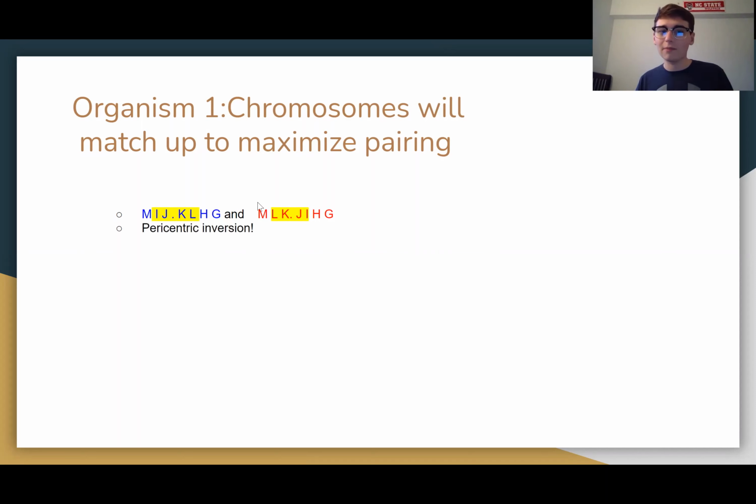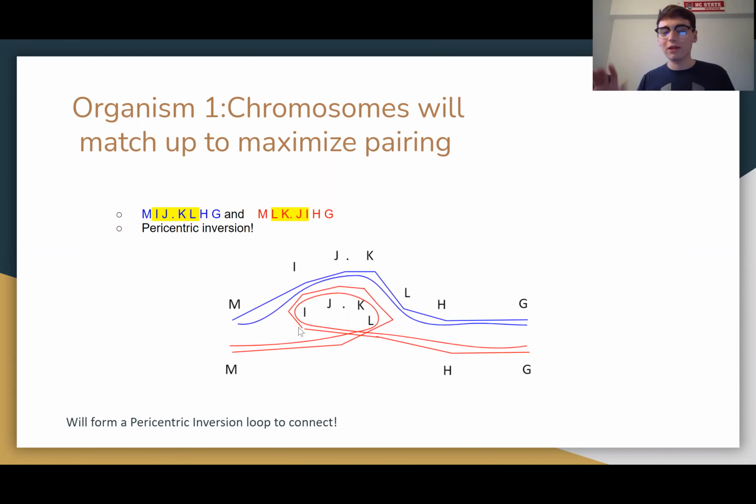So when these line up, they need to maximize their pairing. And to do that, they're going to create a pericentric inversion loop to connect them. So as you can see, one of them has to kind of make a flip in a loop in order to match up all these loci.